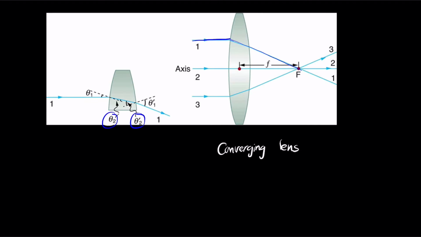Why is that a converging lens? Notice that all the rays that are passing through the lens will always end up converging at a single point. The point at which they converge is called the focal point, and the distance of the focal point from the center of the lens is called the focal length.